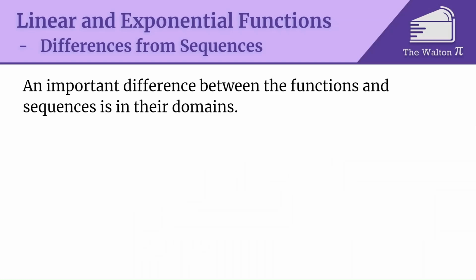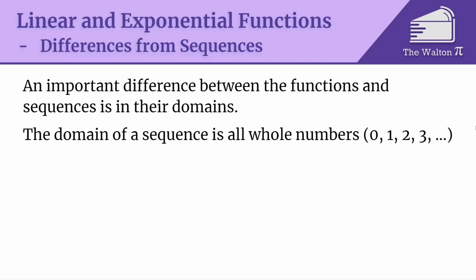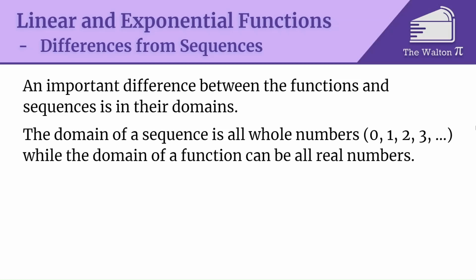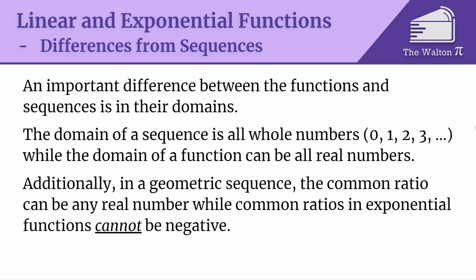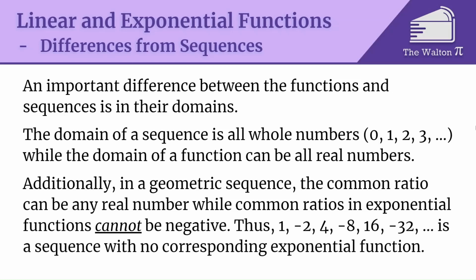Now, there's an important difference between functions and sequences, and this lies in their domains. The domain of a sequence is all whole numbers, 0, 1, 2, 3, 4, and so on, while the domain of a function can be much more than that. It can be all real numbers. Additionally, in a geometric sequence, the common ratio can be any real number, while in exponential functions, the common ratio has to be 0 or positive. It cannot be negative. Okay?